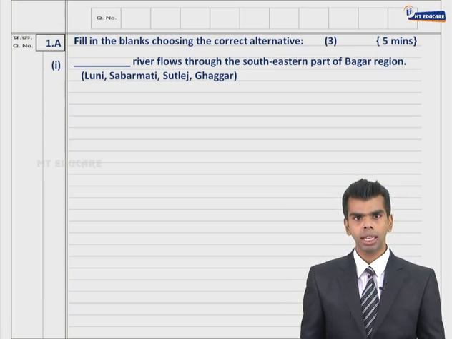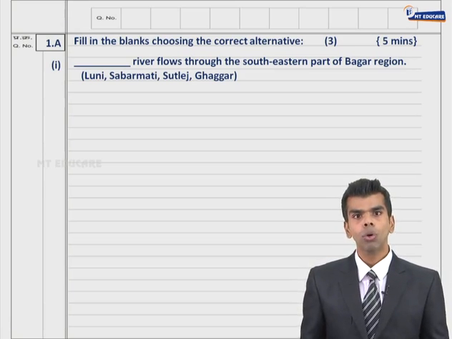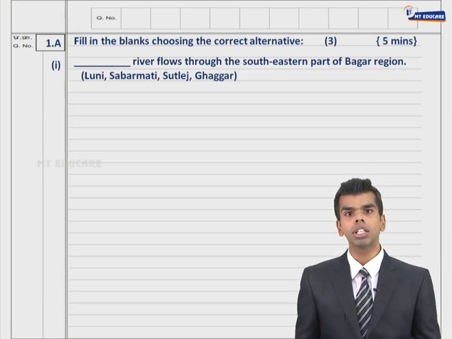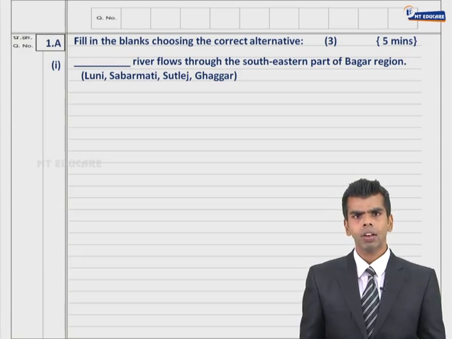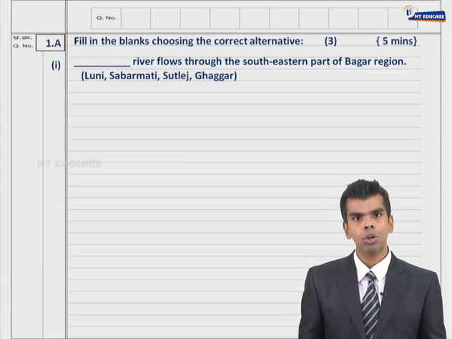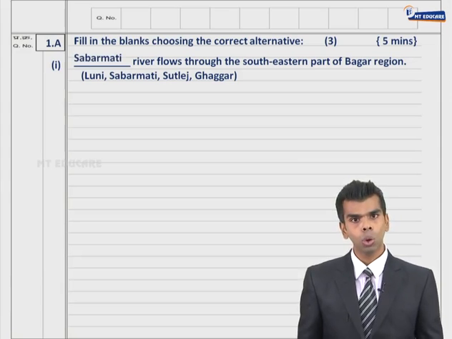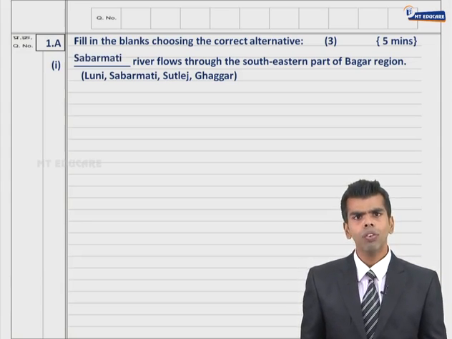For example, let's say the question is: Dash River flows in the southwestern part of the Bagar region. In front of you, you can see the options also. Let's say we picked out the answer as Sabarmati and we wrote the answer Sabarmati. We know Sabarmati is a wrong answer. The correct answer is River Luni. We felt the answer is wrong.